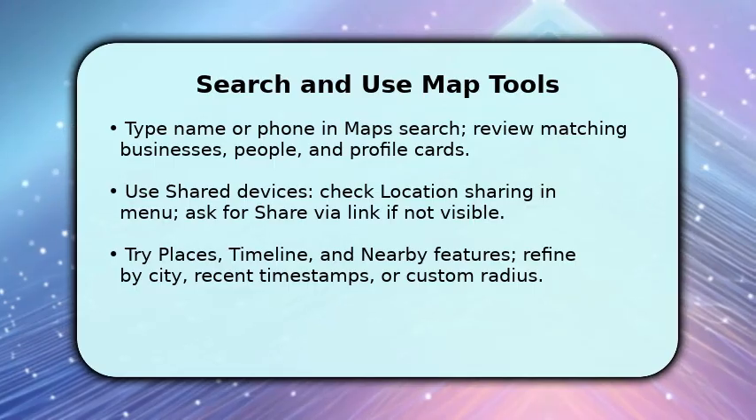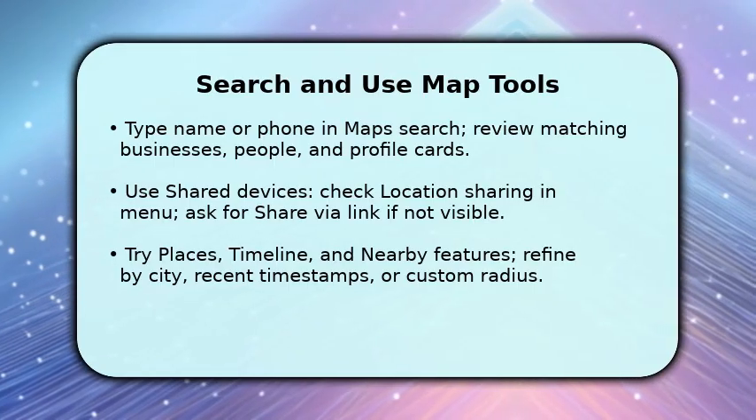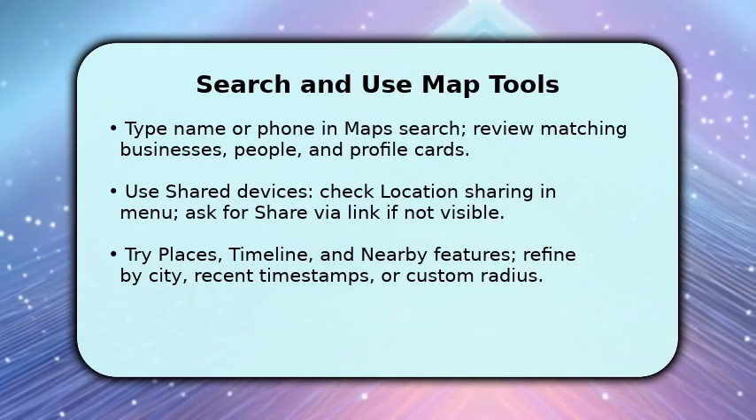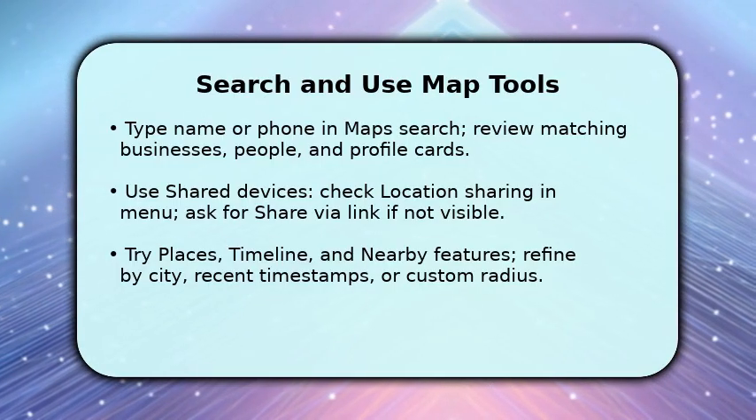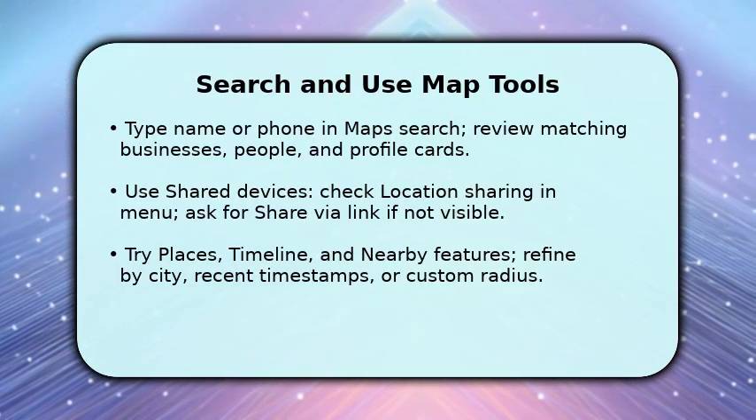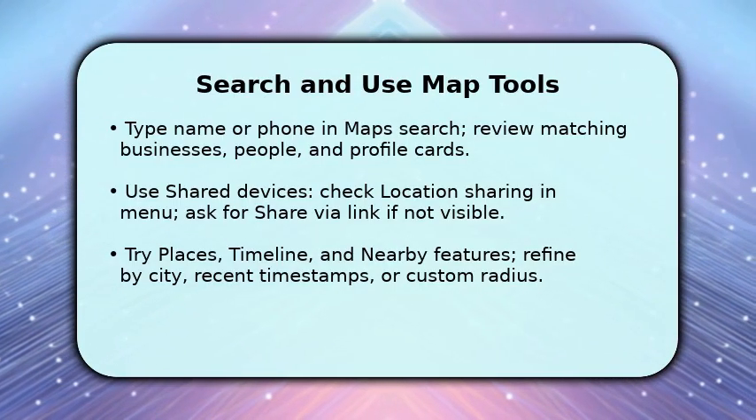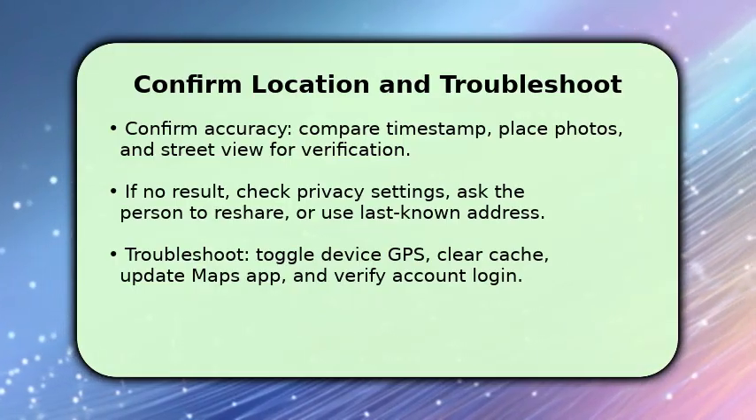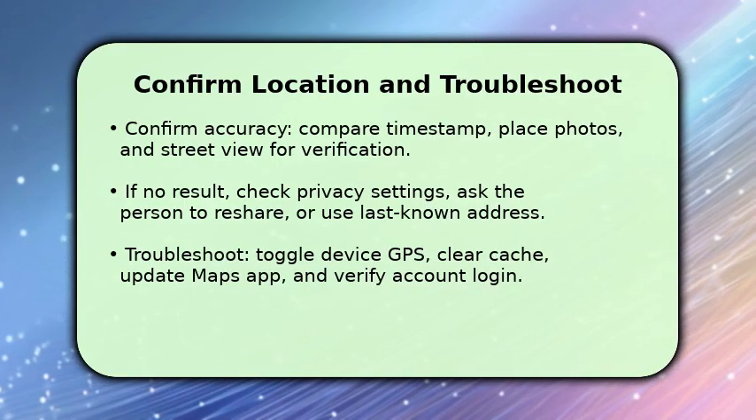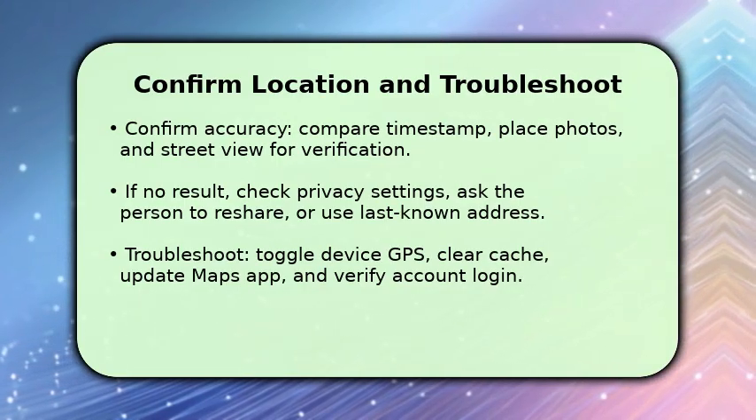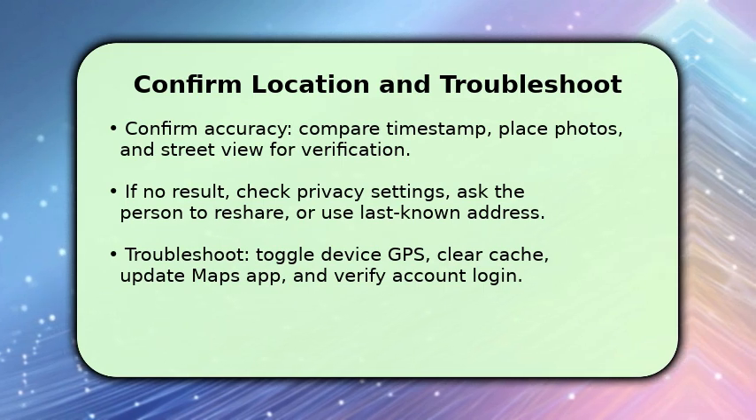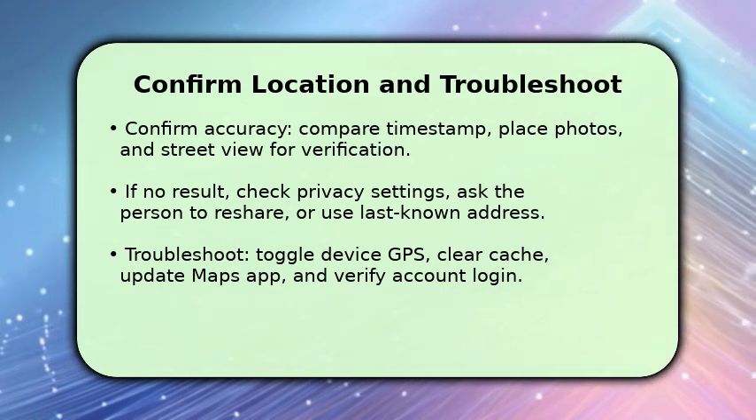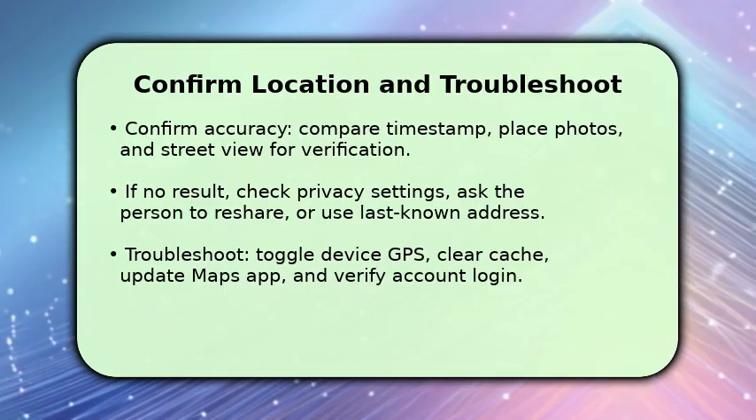Once you have entries, use timeline to check recent movements and the nearby or search filters to narrow by city or time. Make sure to refine with a radius and timestamp for precise searching. When you find a candidate location, confirm it by checking the timestamp, photos, and street view so you know it's correct. If nothing appears, make sure the person's privacy settings allow sharing and ask them to reshare their location or provide a last known address.